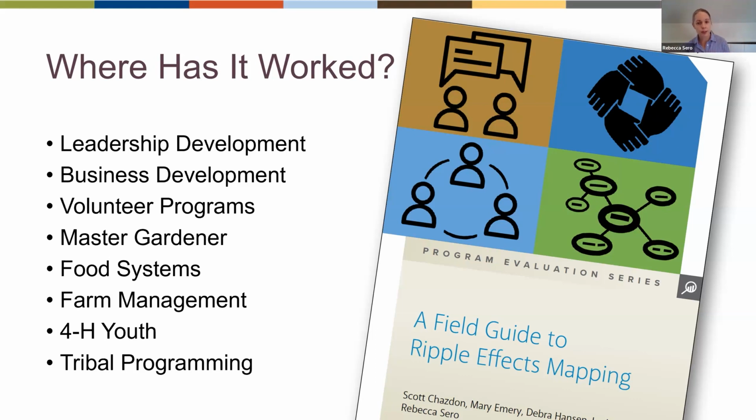We have actually used ripple effects mapping with a variety of topic areas and a variety of participants: leadership development, business development, volunteer programs, people who are trying to understand what their volunteers have done and how to get their volunteers re-engaged. Master Gardeners is an extension program that goes into the community and wants to help people improve their gardening abilities. Food systems, we obviously just saw the Food Coalition. That's been especially relevant lately, as well as prevention programming, which we've used it quite a bit with recently. Farm management, 4-H youth. Ripple effects mapping has been used with youth as young as 7 and as old as people who are no longer disclosing their age. And then we've done quite a bit with tribal programming.